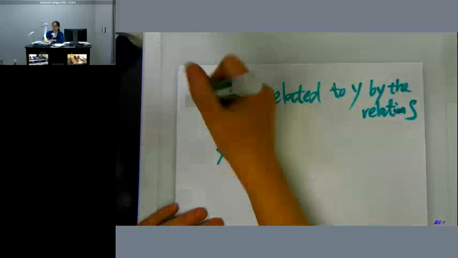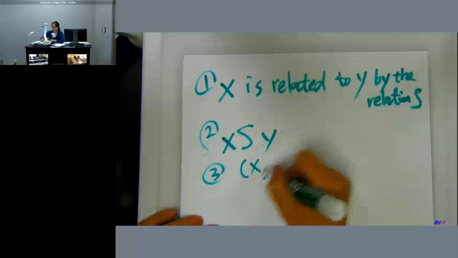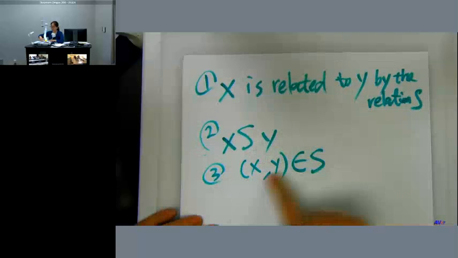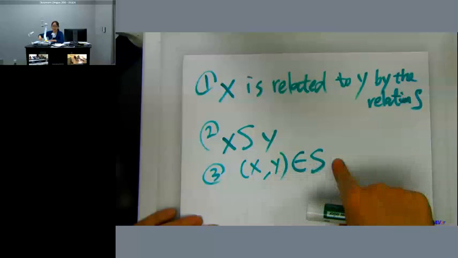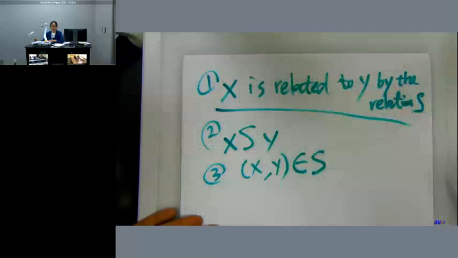You see that? That's how we write it. But there is another way to write it. What's the other way? You can write it as an ordered pair. (x, y). See, what does this mean? (x, y) is in s, which means x is related to y by the relation s. So these are two different ways to write that English sentence. Okay? Is that clear? Yeah.